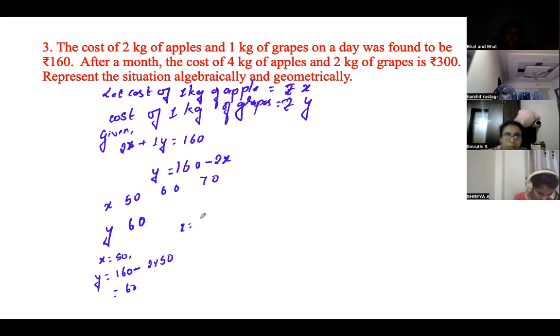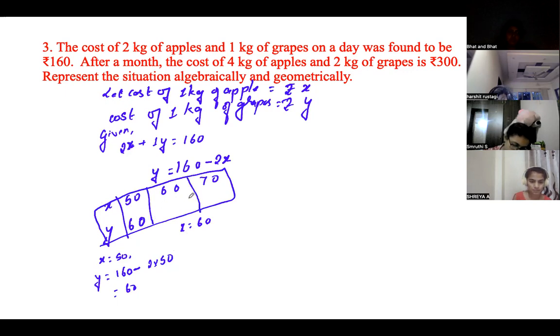Now, if x is equal to 60, then what happens? 2 into 60 is 120. 160 minus 120 is 40. And then next will be 20. If x is equal to 70, then y will be equal to 20.